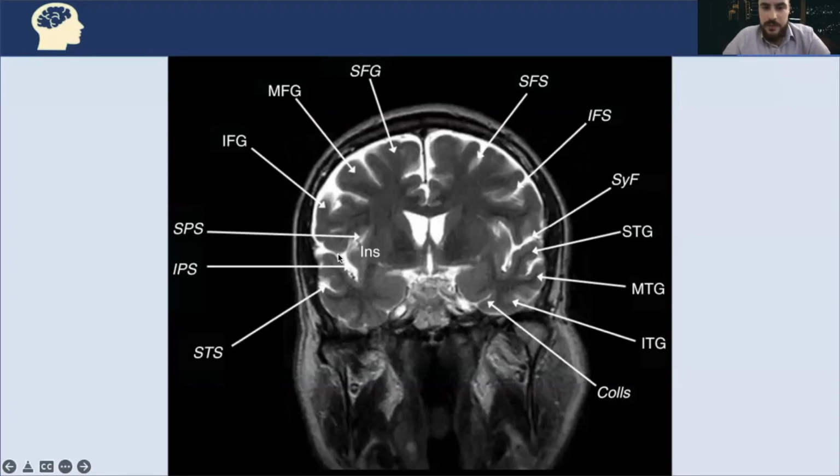Okay, this is the Sylvian fissure. And here is the insula, the fifth lobe of the brain we mentioned at the beginning of our presentation. And here below the Sylvian fissure is the temporal lobe. This is the superior temporal gyrus. This is the superior temporal sulcus. And here is the middle temporal gyrus.